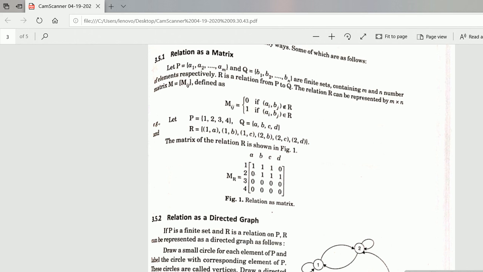Now think about the second element of P. 2 is not related to a, so it will be 0. But it is related to b, so it will be 1. Also related to c, 1. And d, also related, 1. Now you see there is no relation of 3 with a, b, c, d, any one. So you just write 0, and 4 is the same case. So this is the way to represent a relation as a matrix.